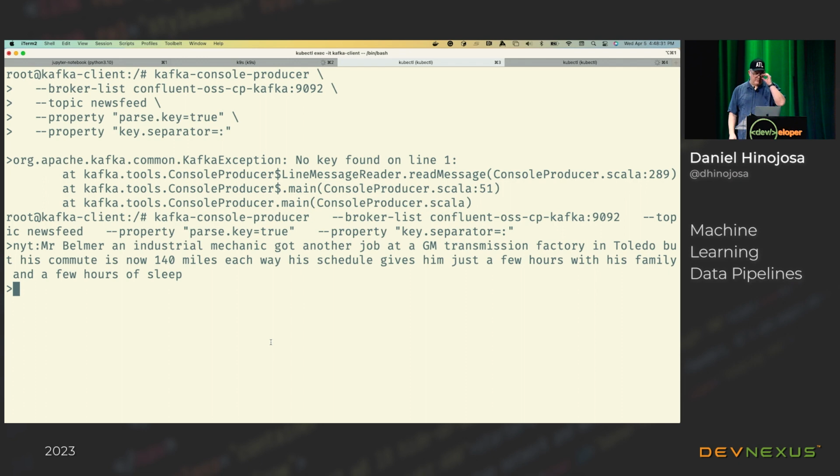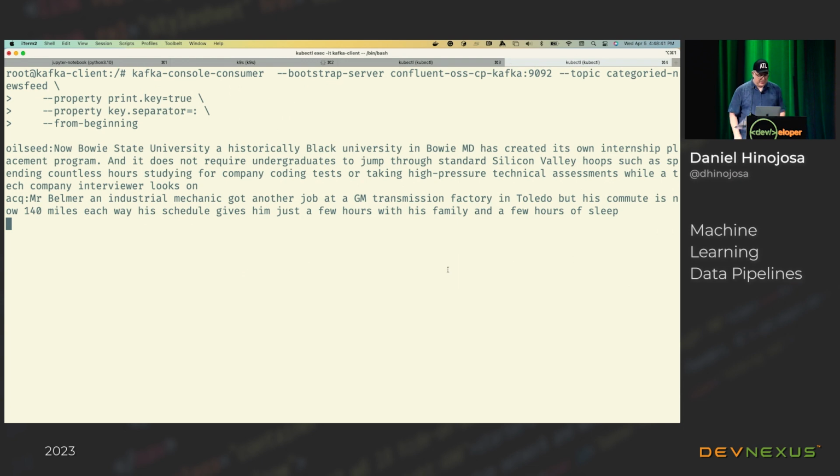I got this one today from the New York Times. Mr. Belmer, an industrial mechanic, got another job at a GM transmission factory in Toledo, etc. So let's see what this one is going to come in as. Okay, ACQ came in with that one. I did one earlier to prep for this presentation. That one came in as oilseed.